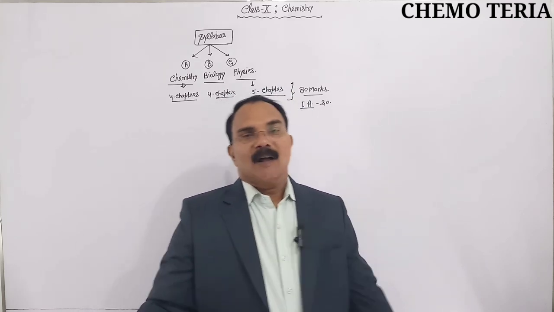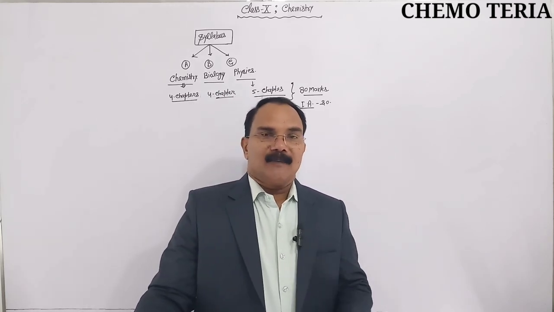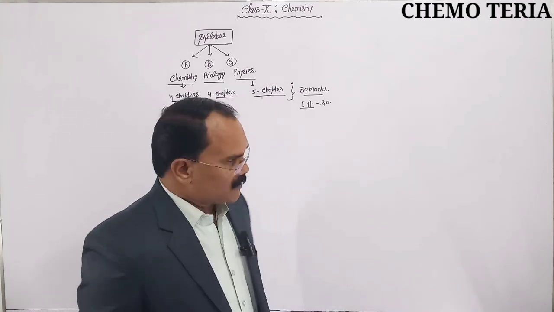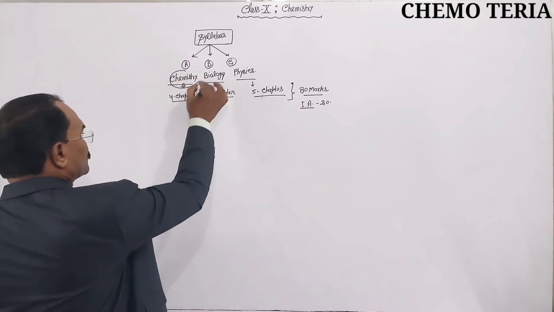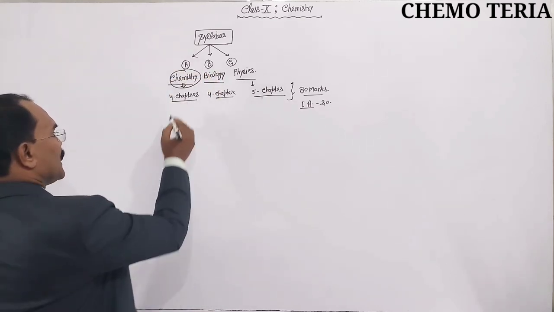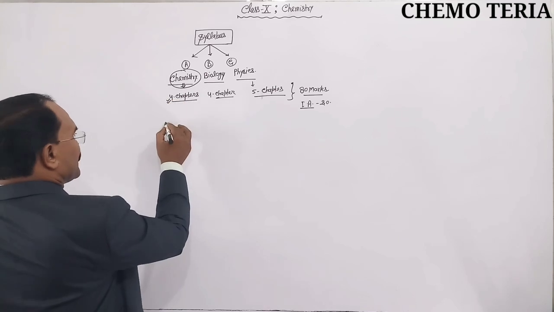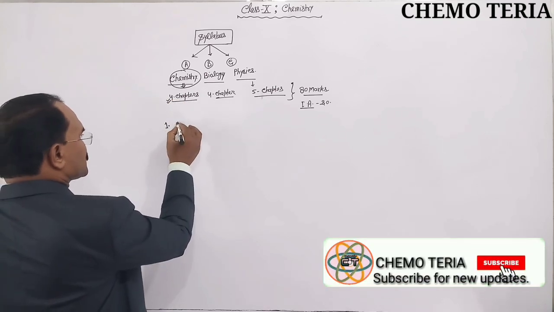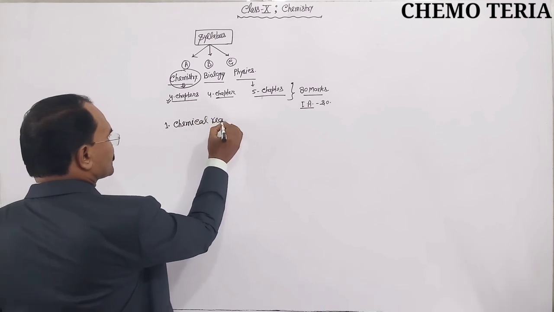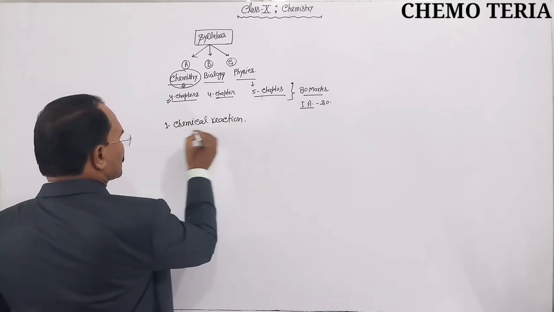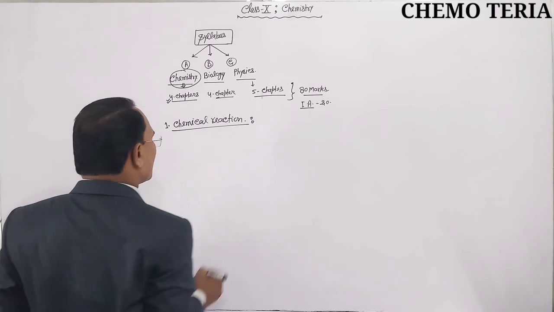Now let us understand what the timeline of the current session is. In this session, we will start from chemistry with the first chapter, and the first chapter of chemistry is chemical reactions.